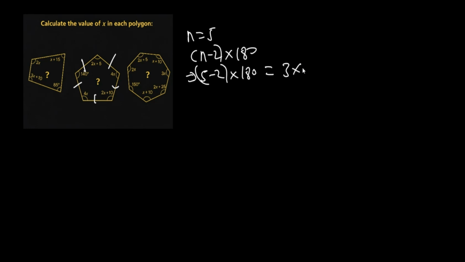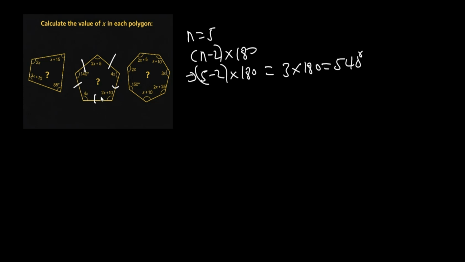The next one, before you solve, let's know the number of sides of the polygon. I have 1, 2, 3, 4, 5. Therefore the number of sides is 5, so n is equal to 5. Now we are going to use the number of sides to find the sum of the interior angles of this polygon. The formula is n minus 2 times 180, so it's going to be 5 minus 2 times 180, which is 3 times 180, and 3 times 180 is 540 degrees.